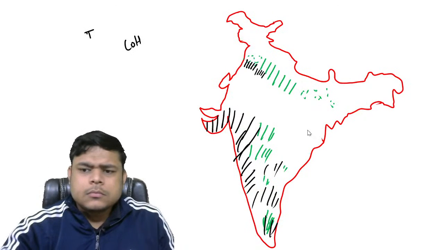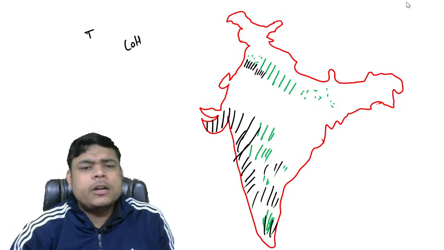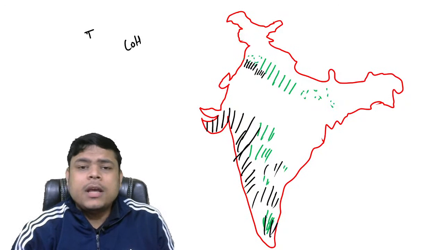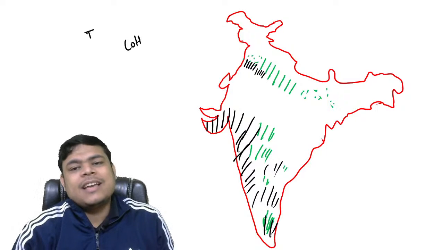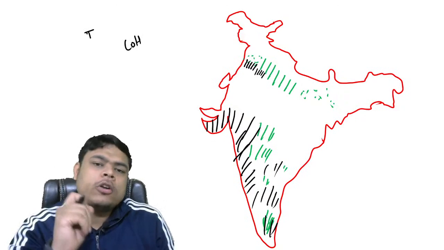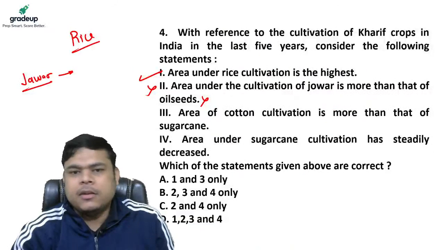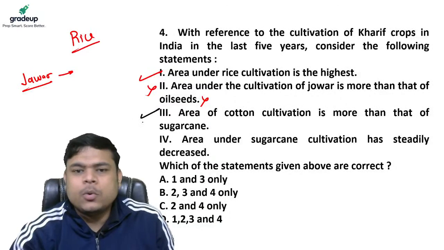Fine, guys. So that is a very, very important thing, that cotton is more preferred as a cash crop in Maharashtra than the sugarcane. Hence, the cotton growing area is more than the sugarcane. That's for sure, my dear friends. Hence, this statement must be true.